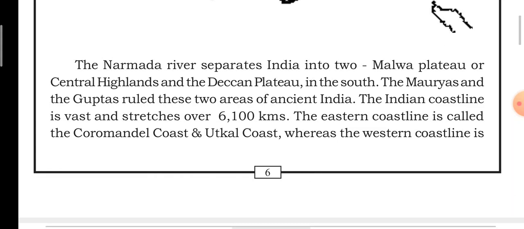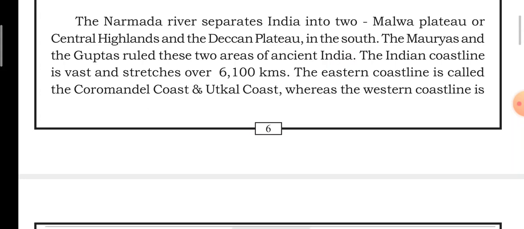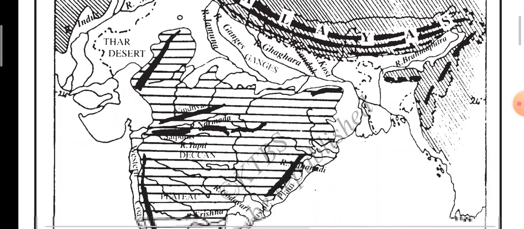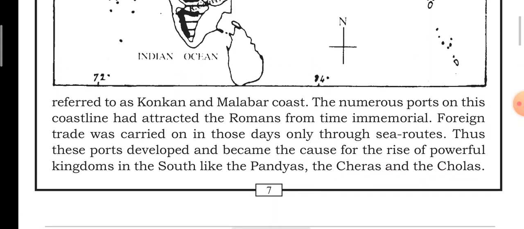The Indian coastline is vast and stretches over 6,100 kilometers. Okay, and the eastern coastline is called Coromandel Coast and Utkal Coast. Okay, whereas the western coastline of our India is called Konkan or Malabar coast.